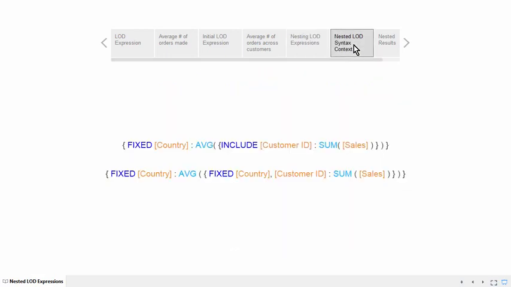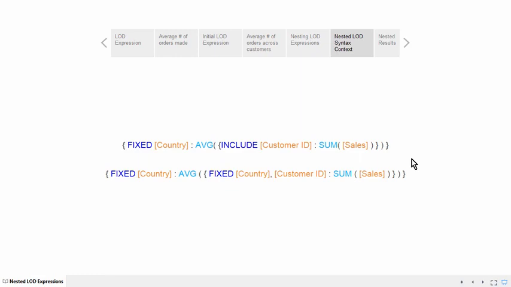Nested calculations inherit their dimensionality from the outer calculation. That is to say, the context for an inner calculation is defined by its parent, not the sheet. Here we have two nested expressions, both of which would yield the same result. Why? Because the nested expression inherits its dimensionality from the outer calculation.